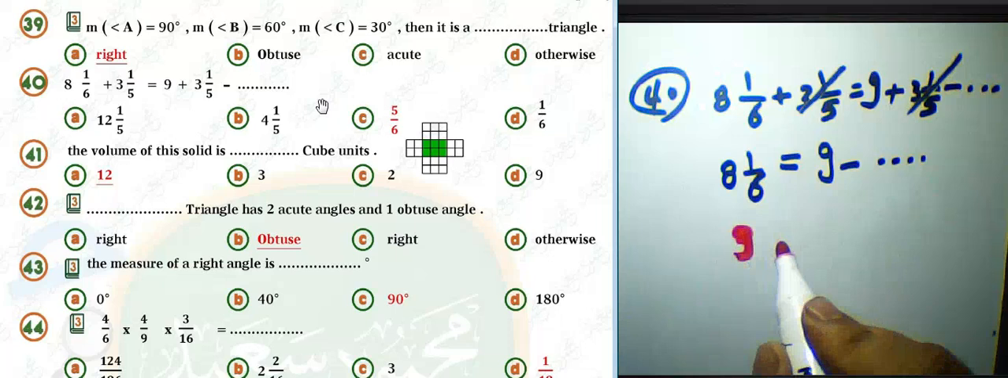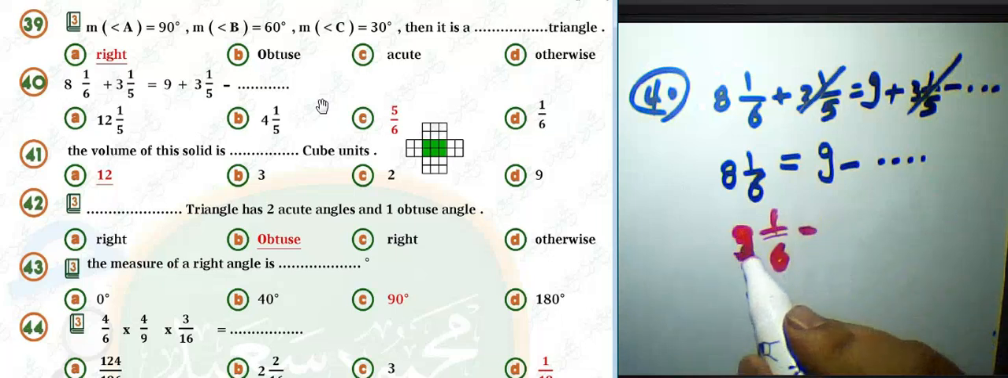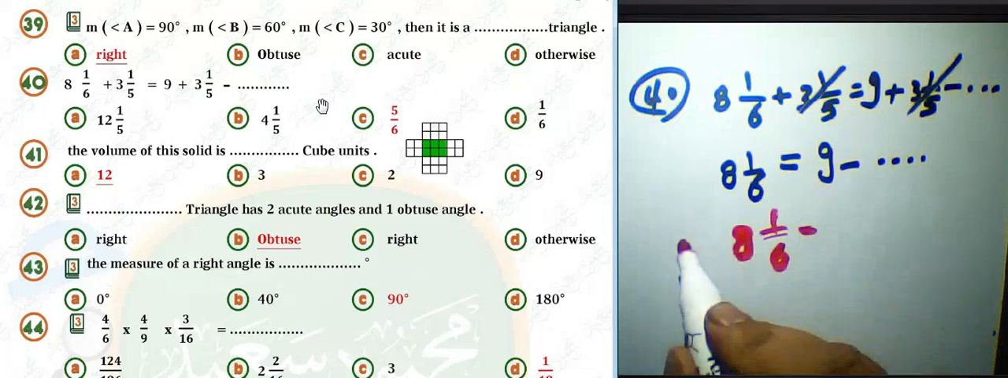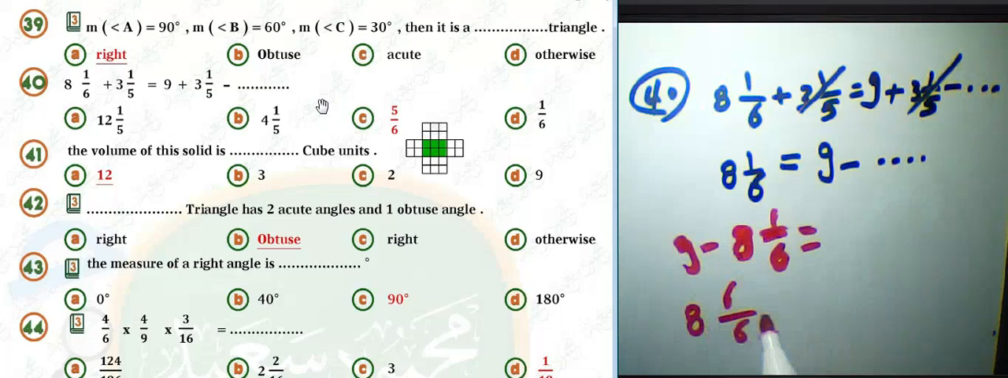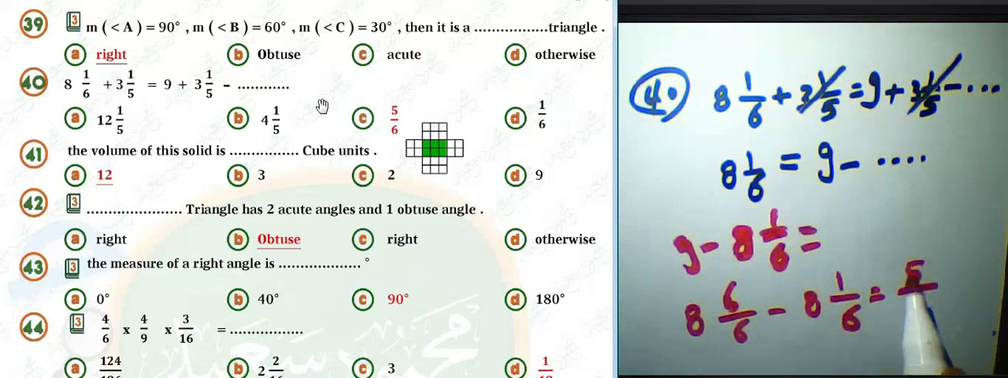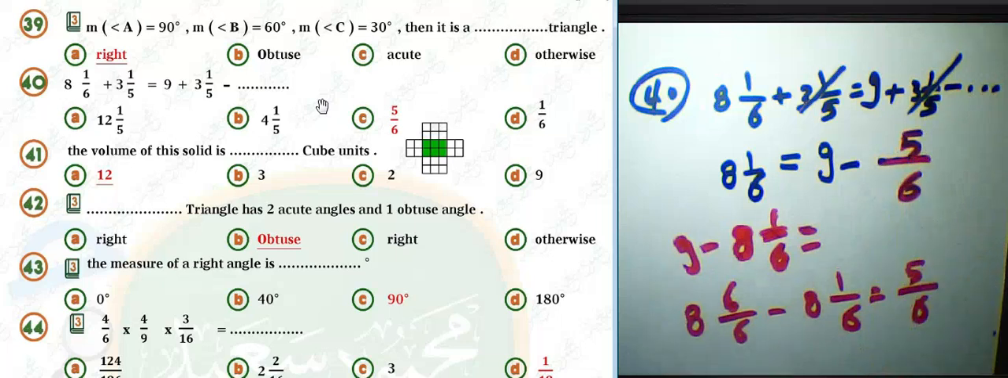9 subtract by 8 and 1 over 6. We can convert 9 here. It will be 8 and 6 over 6, subtract by 8 and 1 over 6. 8 minus 8 equals 0, and 6 over 6 subtract 1 over 6 will be 5 over 6. So the result will be 5 over 6.